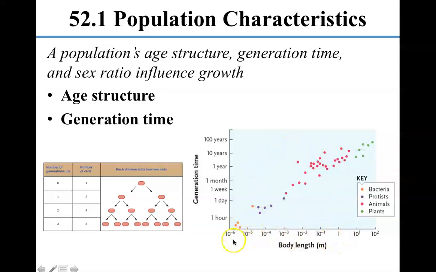So the smaller the organism, the shorter the generation time. Bacteria, for example, are really small, just one cell, and they can reproduce and double their population size in just a matter of hours. Whereas if you're an elephant, really large, or a blue whale, it takes a long time for you to grow up and find a mate and have a baby and raise the baby. And so larger animals tend to have longer generation times.